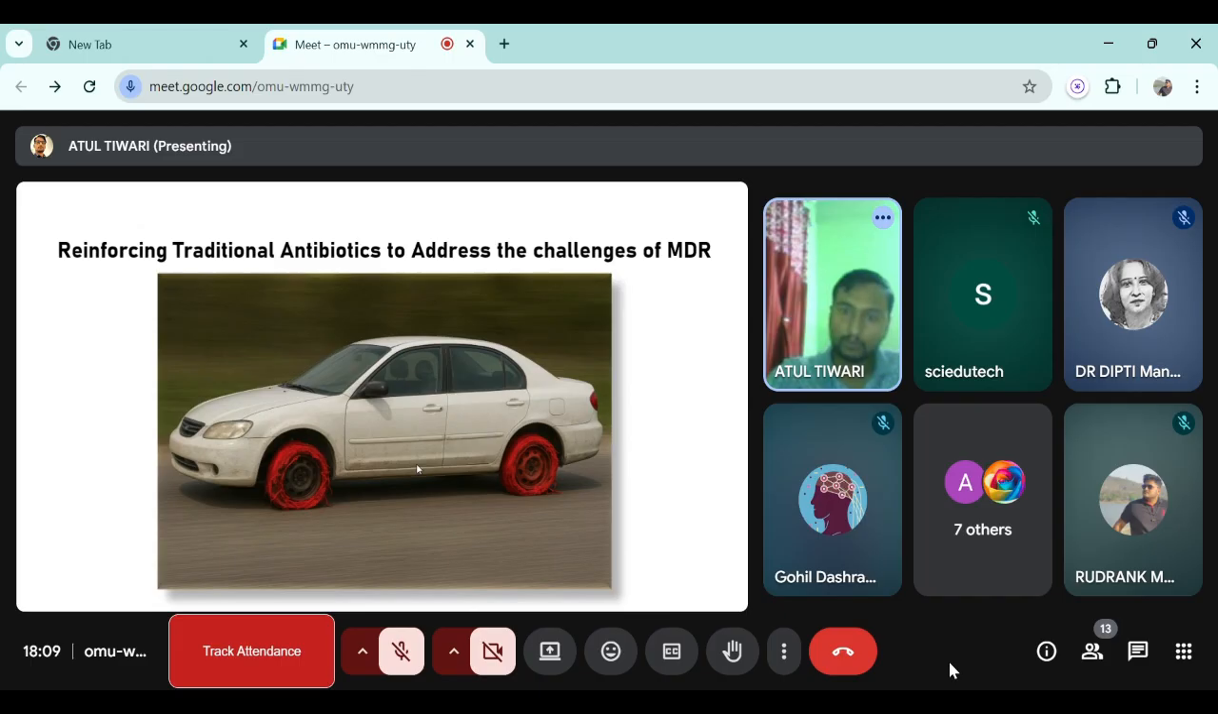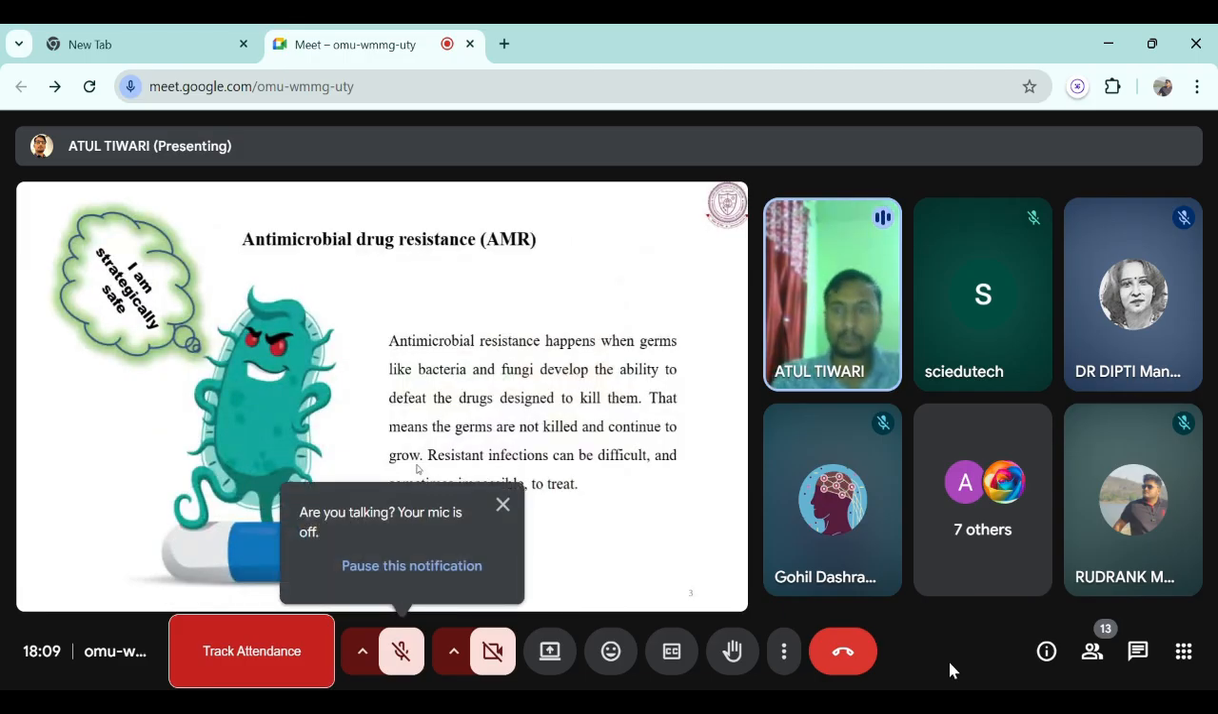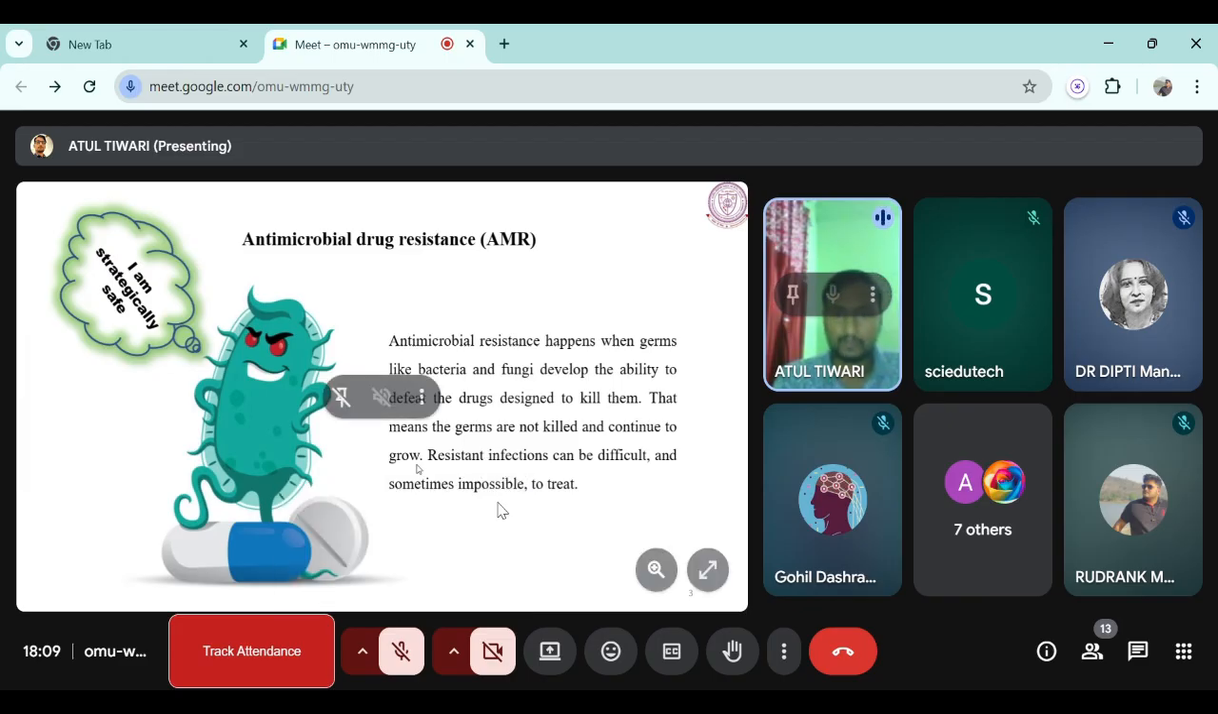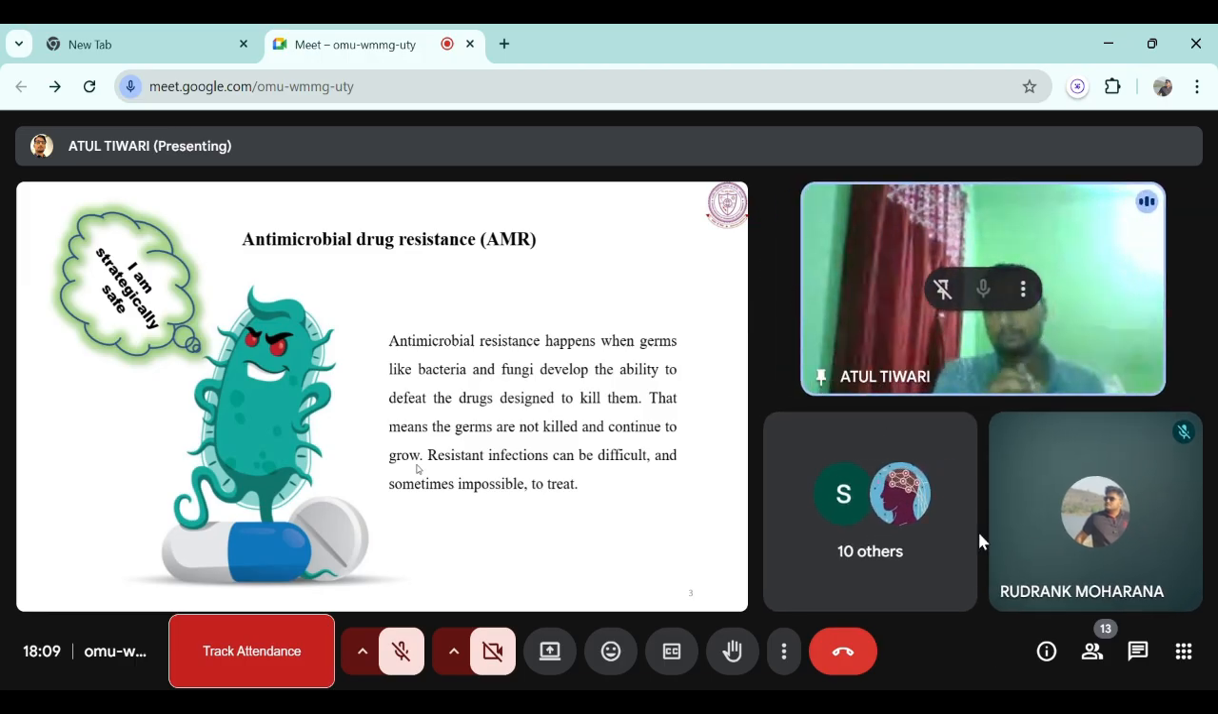So just a very simple thing that I want to emphasize is the current scenario of AMR and what about the antibiotics to date. This is another thing. The microbe is saying, I am strategically safe. Because these drug resistant microbes have different kinds of molecular systems that inactivate the antibiotics in many ways.